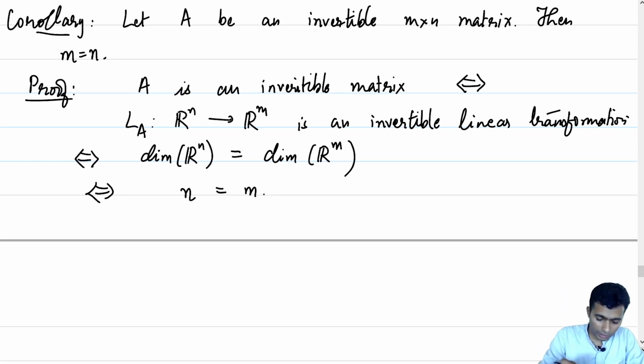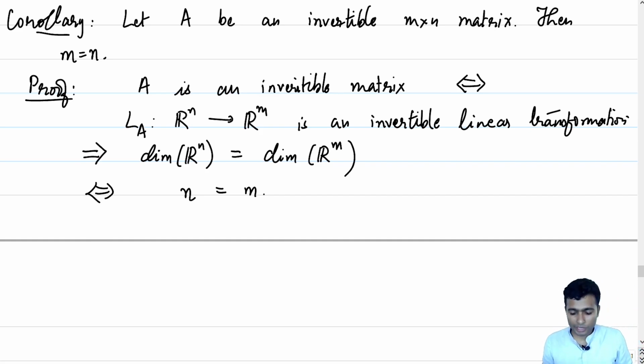Okay, there is a slight error which one should be very careful about. This will tell us that the dimension of Rn is equal to the dimension of Rm. It's not an if and only if statement. You could have LA, which is not necessarily an invertible linear transformation, even though the domain and the range are Rn.